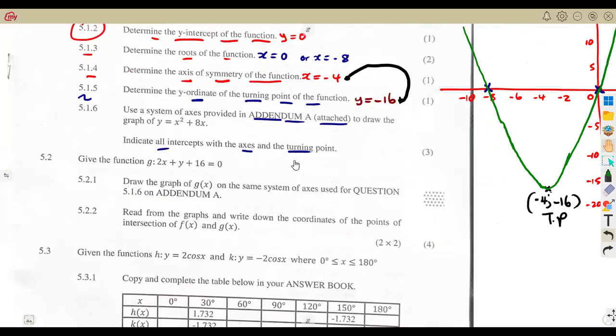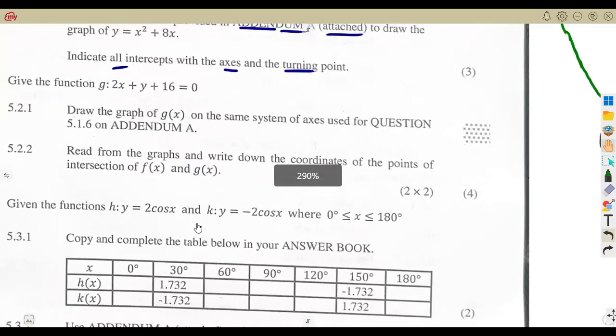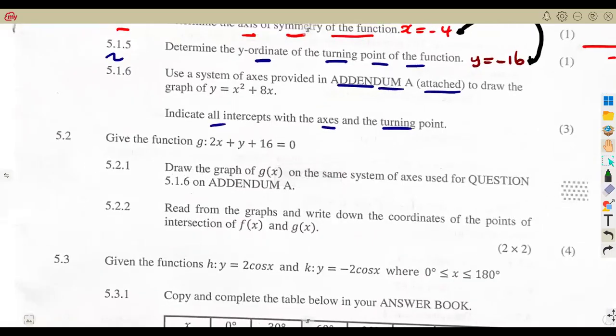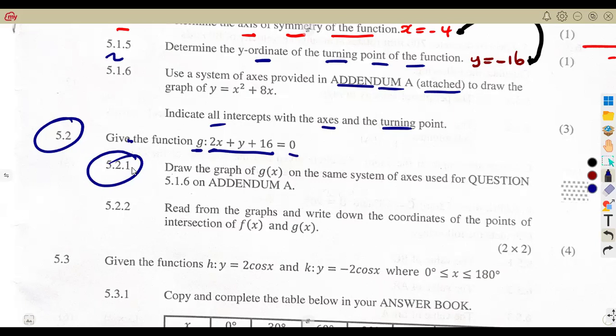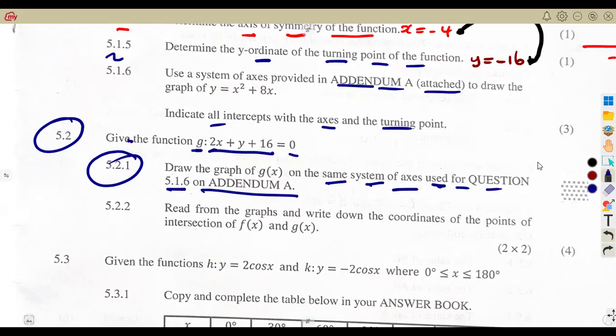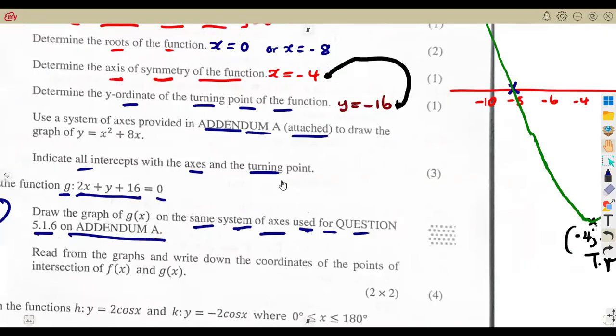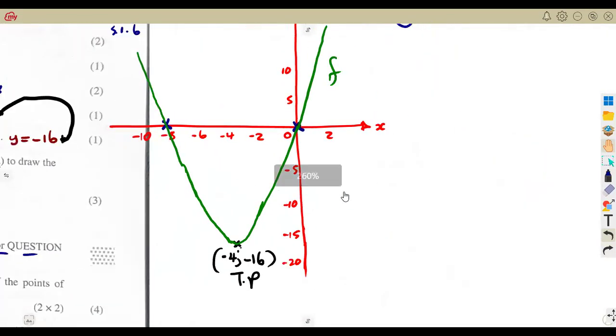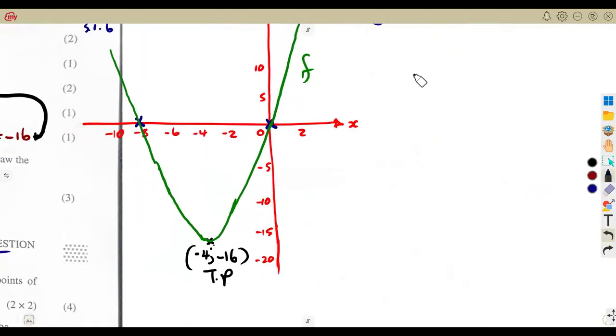Another part was, let's move on. 5.2. Given the function g this time, which is this one, 5.2.1: draw the graph of g on the same system of axes used for question 5.1.6 on addendum A, the same addendum that is given. Draw that line. As you can see, g there is a straight line. So let us just have our g of x. That's a straight line.